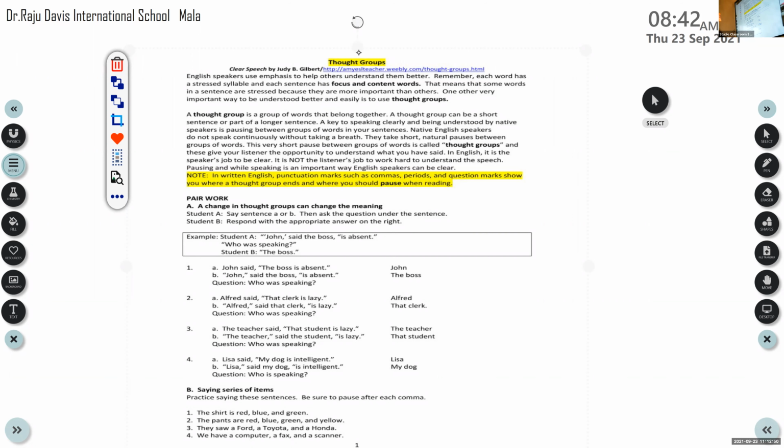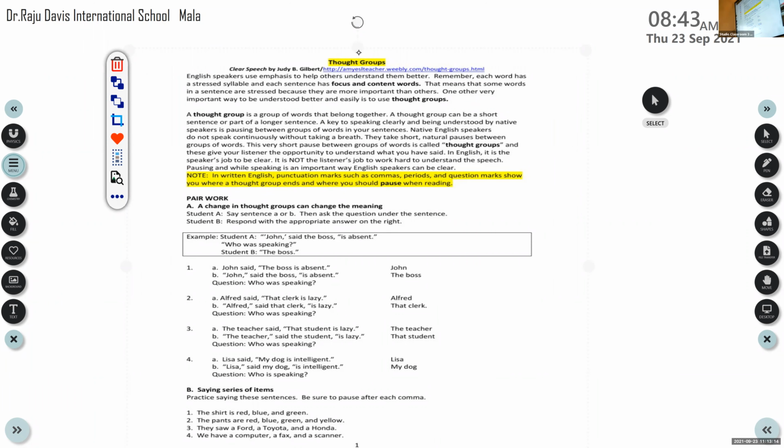It is not the listener's job to work hard to understand the speech. Pausing while speaking is an important way English speakers can be clear. In written English, punctuation marks such as commas, periods, and question marks show you where a thought group ends and where you should pause when reading.